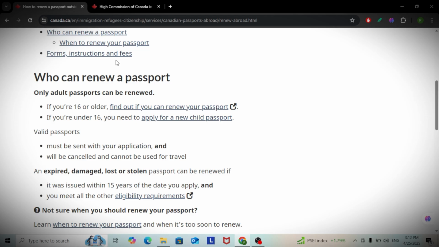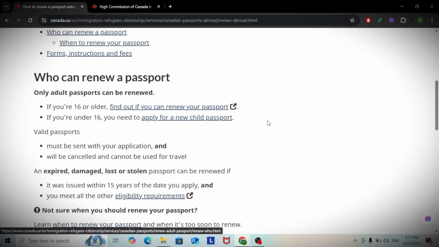You may also see here who can renew their passport, the qualifications of the passports that can be renewed, one of which is that only adult passports can be renewed. And that is how you renew your Canadian passport in India.